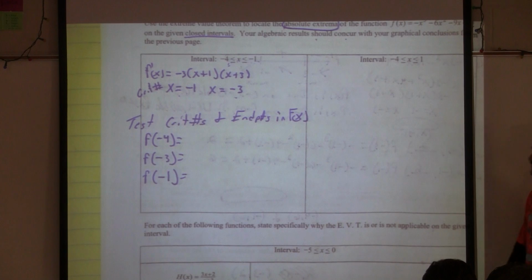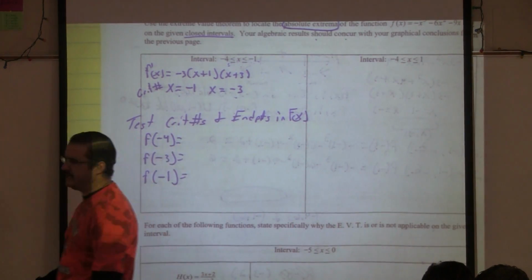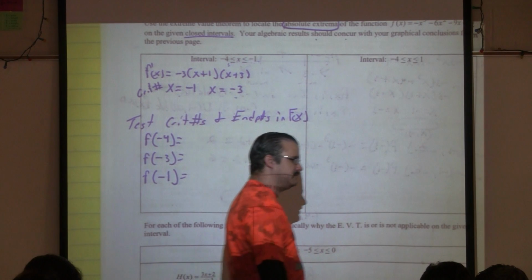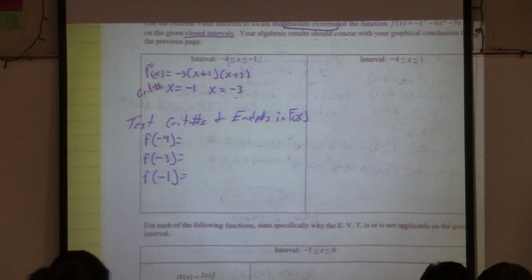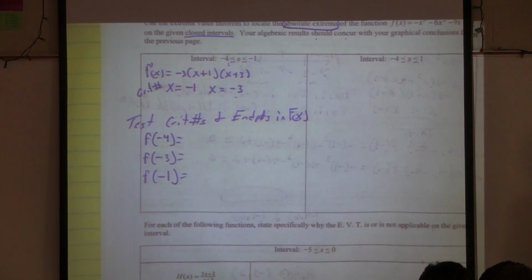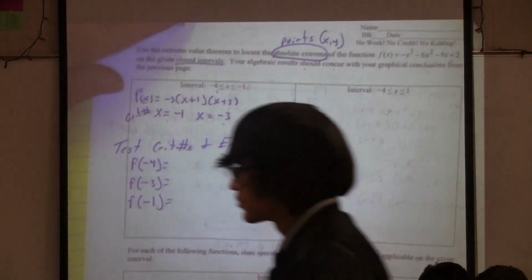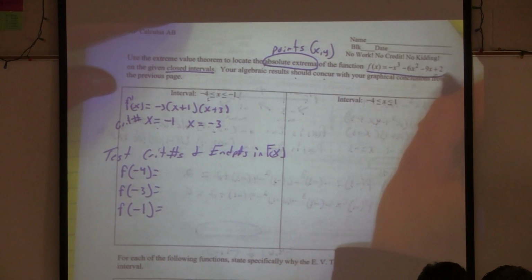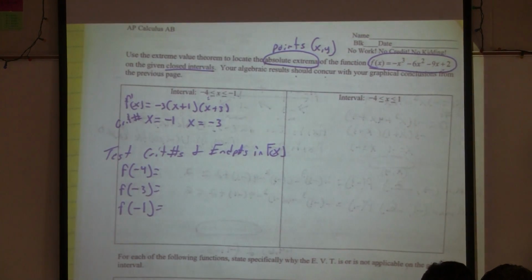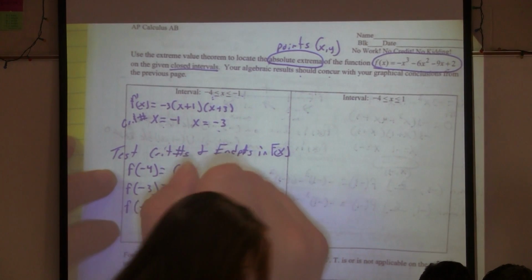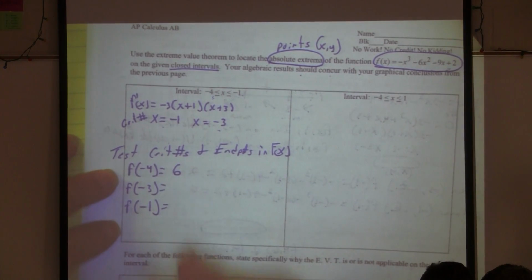I'll let you use your calculator. What should we get when I plug in -4? 6. Right, because that's the point on the graph. Yes. Type it in, I want you to physically type it in and get a 6. What are we plugging them into? Original function. What's the original function? That guy up here. So, did we truly get a 6 here? What should we get when I plug in -3? A 2. And what should I get when I plug in a -1? A 6.